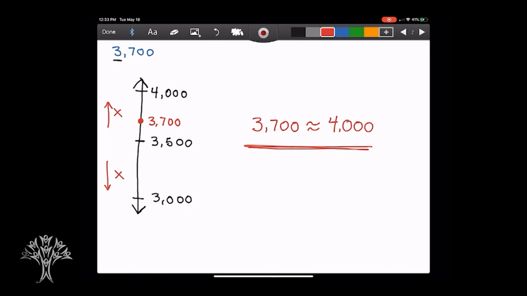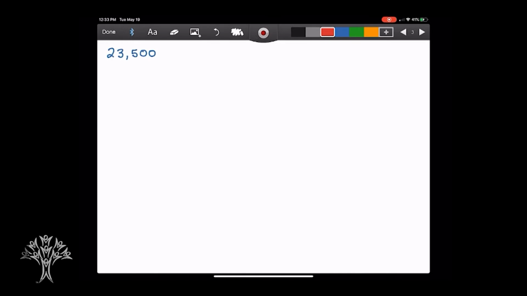All right, let's try it with another one. This time we have 23,500. We're still going to round this to the nearest thousand. So I want you to pay attention to where the thousands place is in this number. It's right there. It's that 3 right there. So let's draw the vertical number line. Let's get in our endpoints.